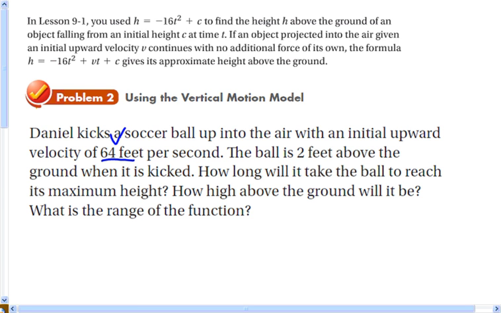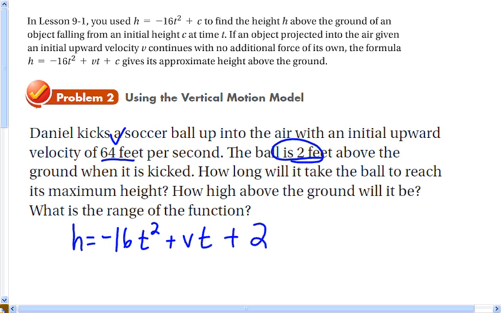All right. So our equation is this: h equals negative 16 t squared plus v times t plus c. Now c is the y-intercept, which is the value of the function when time is 0. So the beginning value, which is right here. The ball is starting 2 feet above the ground when it is kicked, so we're going to replace c with 2. And the initial velocity, that's v, is 64 feet per second, so we're going to replace v with 64. And that's our function that we're going to use for this.